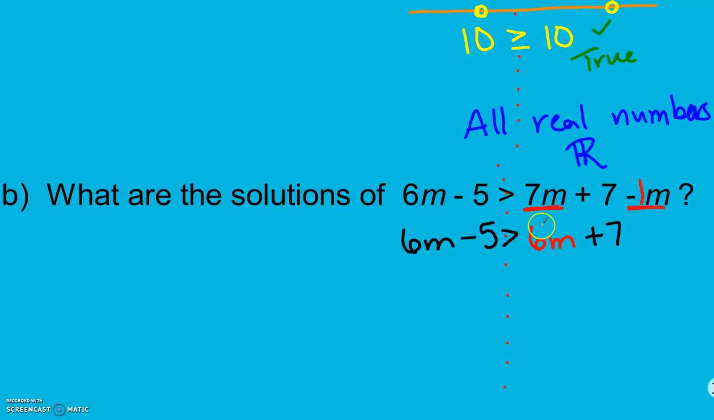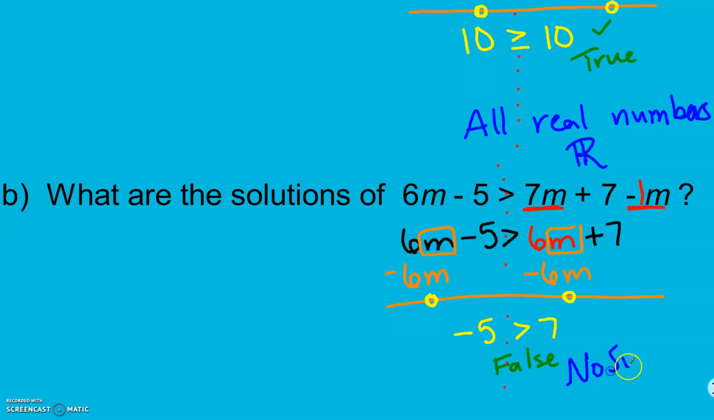Now, I'm going to get my variables together on one side, since I have them on both sides, by subtracting 6m. 6 minus 6 is 0, and 6 minus 6 is 0. Those variable terms are completely gone. What I'm left with is negative 5 is greater than 7, which is false. Negative 5 is not greater than 7. So here, my answer is no solution. And again, remember our symbol for that is this, null set, empty set, no solution.